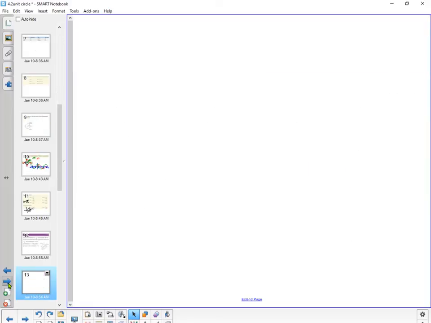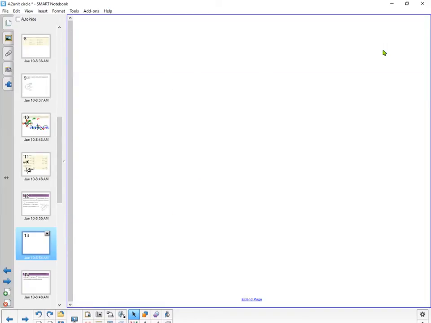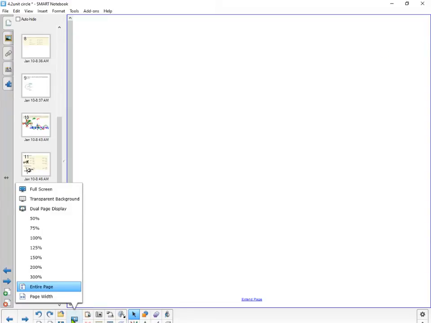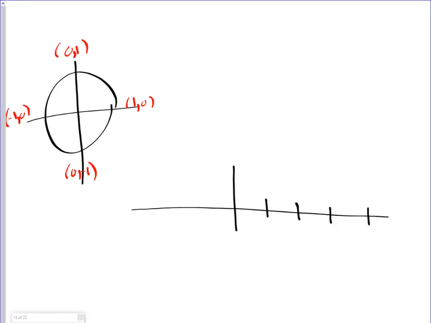I think we've already done these, right? Wait, I want to see tangent. Yeah, do tangent. This is 1, 0. This is 0, 1. This is negative 1, 0. This is 0, comma, negative 1.